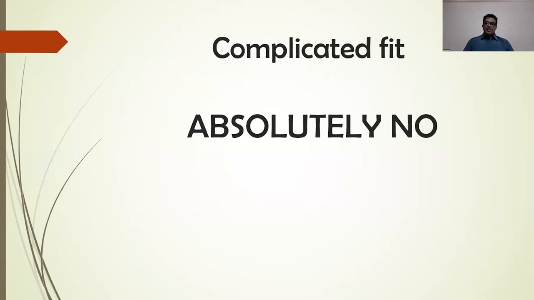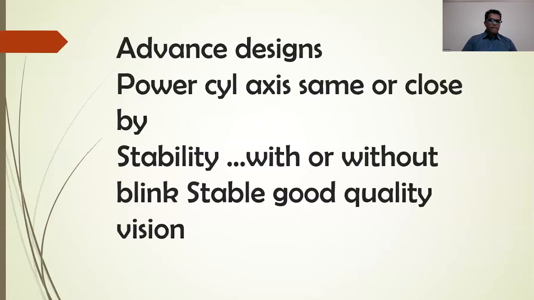Absolutely not. Toric contact lens fitting is just as simple as fitting your normal spherical lenses. So build up your confidence that toric contact lens fitting is not out of the box, nor is it rocket science. Most of the toric lens designs that now come are very advanced. They are very good in placing on the eye. They are more stable. So you get the power, the cylinder and the axis more or less the same as the spectacle prescription, or at least close to the spectacle prescription.